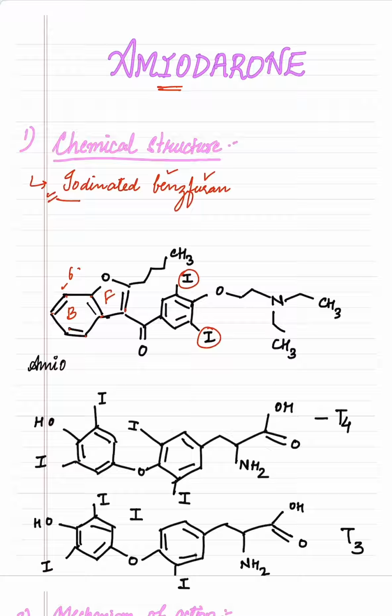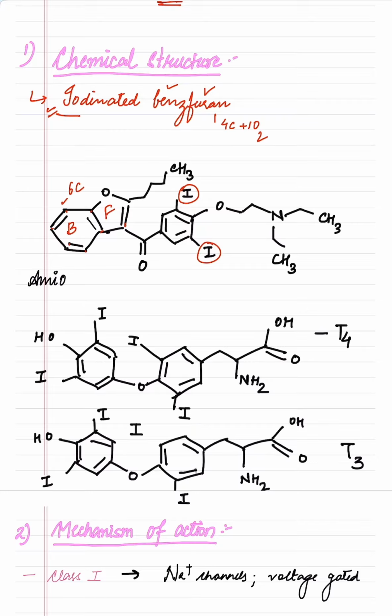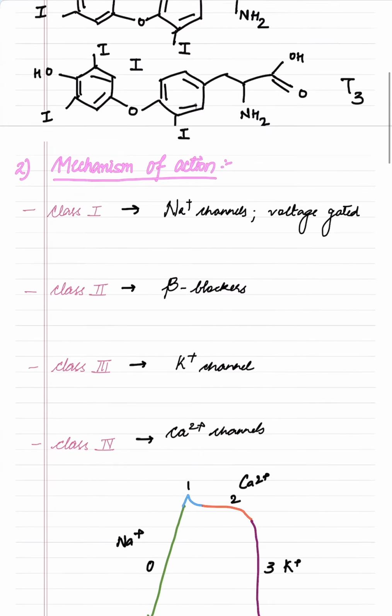So, benzene is a 6 carbon atom ring. Furan has 5 members in its ring. It's a 5-membered ring with 4 carbon atoms plus 1 oxygen atom. Structurally, it bears quite a resemblance to the T3 and T4 molecules in the body, which will be useful later on when we discuss the side effects.